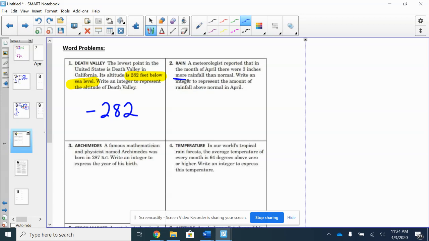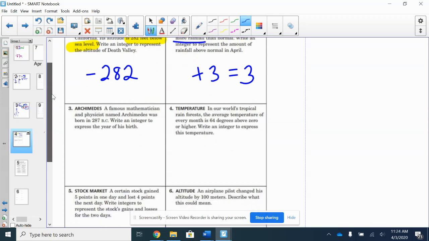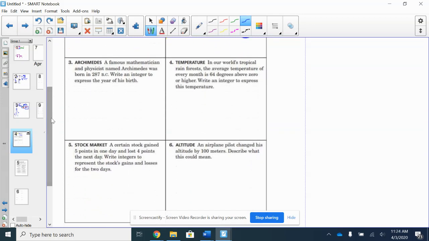So 3 inches more, right? More would be represented as a positive. That's the same thing as we know as just 3. So positive 3 is also just 3. Archimedes, a famous mathematician and physicist, was born in 287 BC. Write an integer to express the year of his birth.